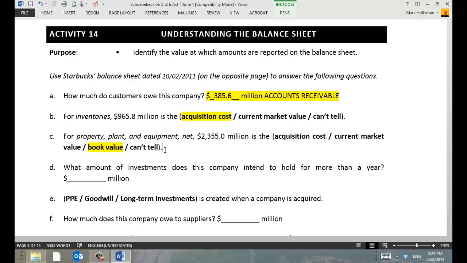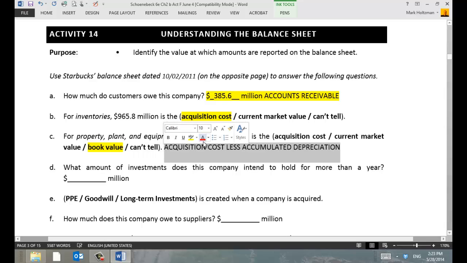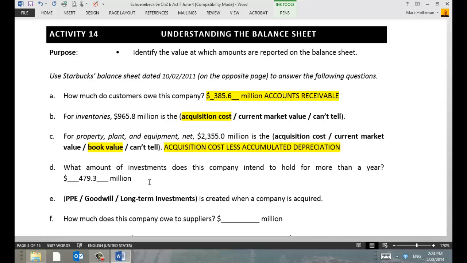What amount of investments does this company intend to hold for more than 1 year? And I'm just going to write this here so you have it. Acquisition cost. What amount of investments does this company intend to hold for more than 1 year? Yeah, $479.3 million. And what is that? That is on the balance sheet. It's listed as item long-term investments.